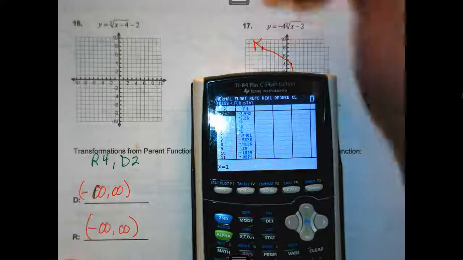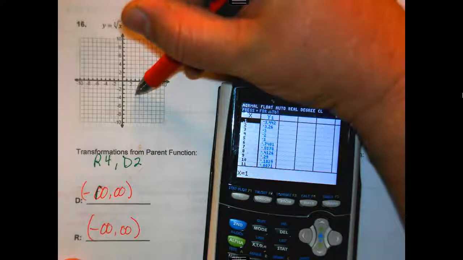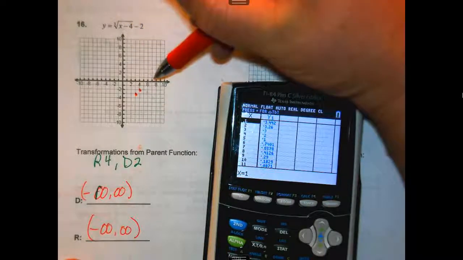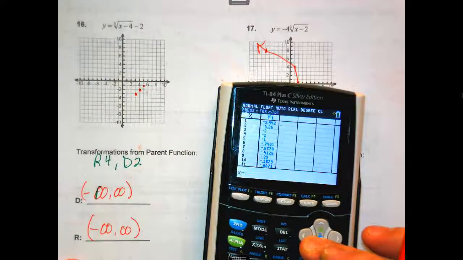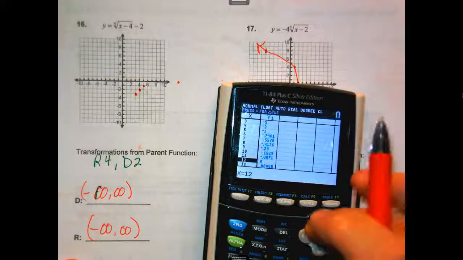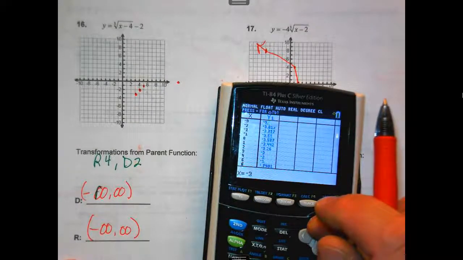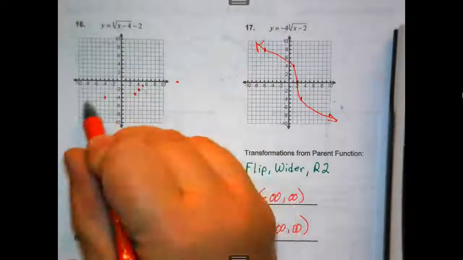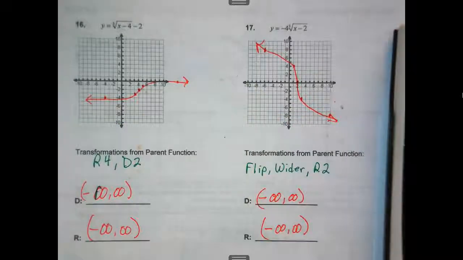Numbers: 3, negative 3. 4, negative 2. 5, negative 1. 12, 0. And negative 4, negative 4. There, got it done.